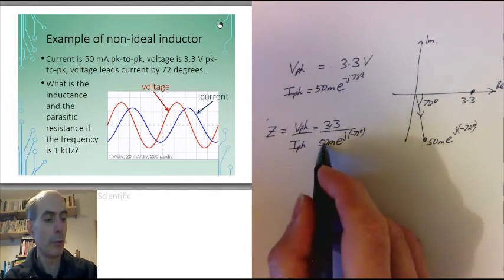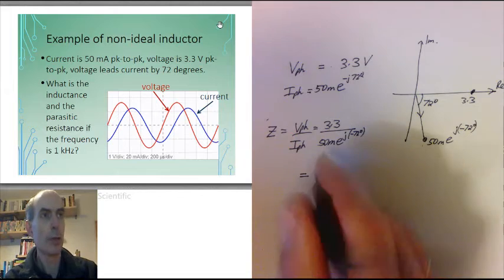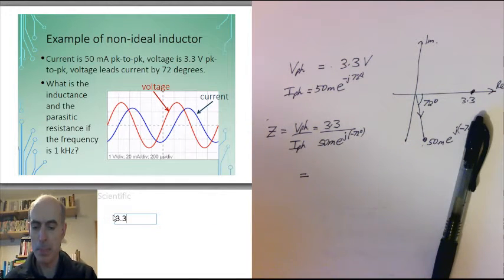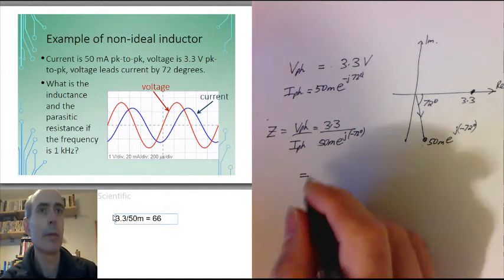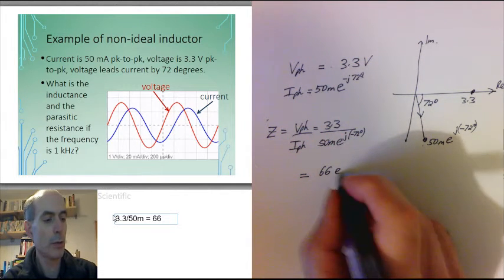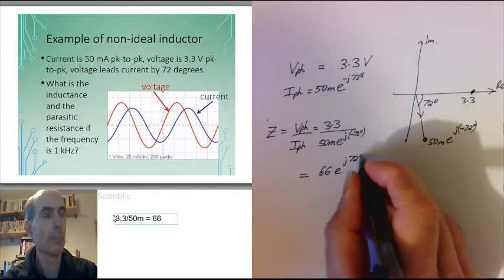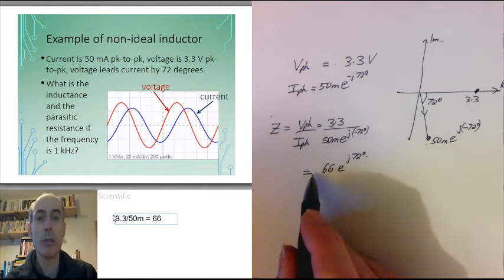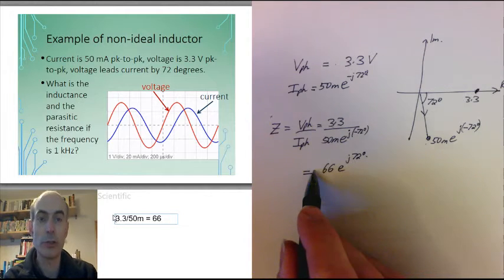That's a fairly simple sum to work out. 3.3 divided by 50 milli... 66 times e to the j 72 degrees. Now, that is a total complex impedance of our real inductor.